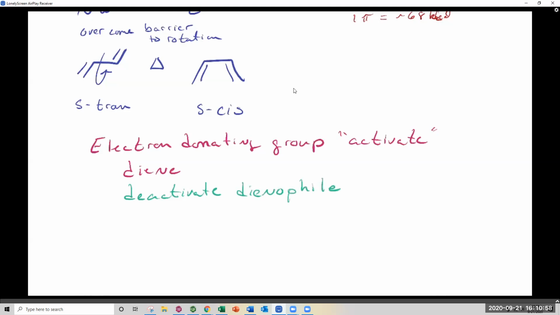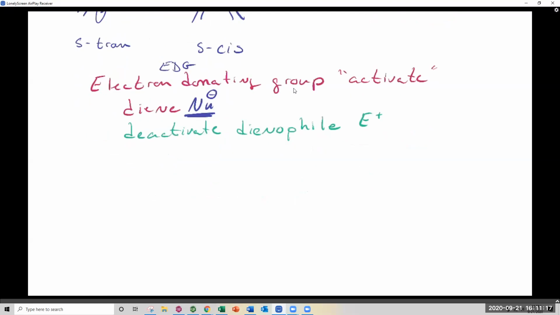And you think about it, okay, my dienophile is an electrophile, so it needs to be electron poor. My diene is a nucleophile, so it needs to be electron rich. And when I have electron donating groups, I'm adding electron density to my nucleophile. We rank them in order of their donating ability. Amino groups are the strongest.